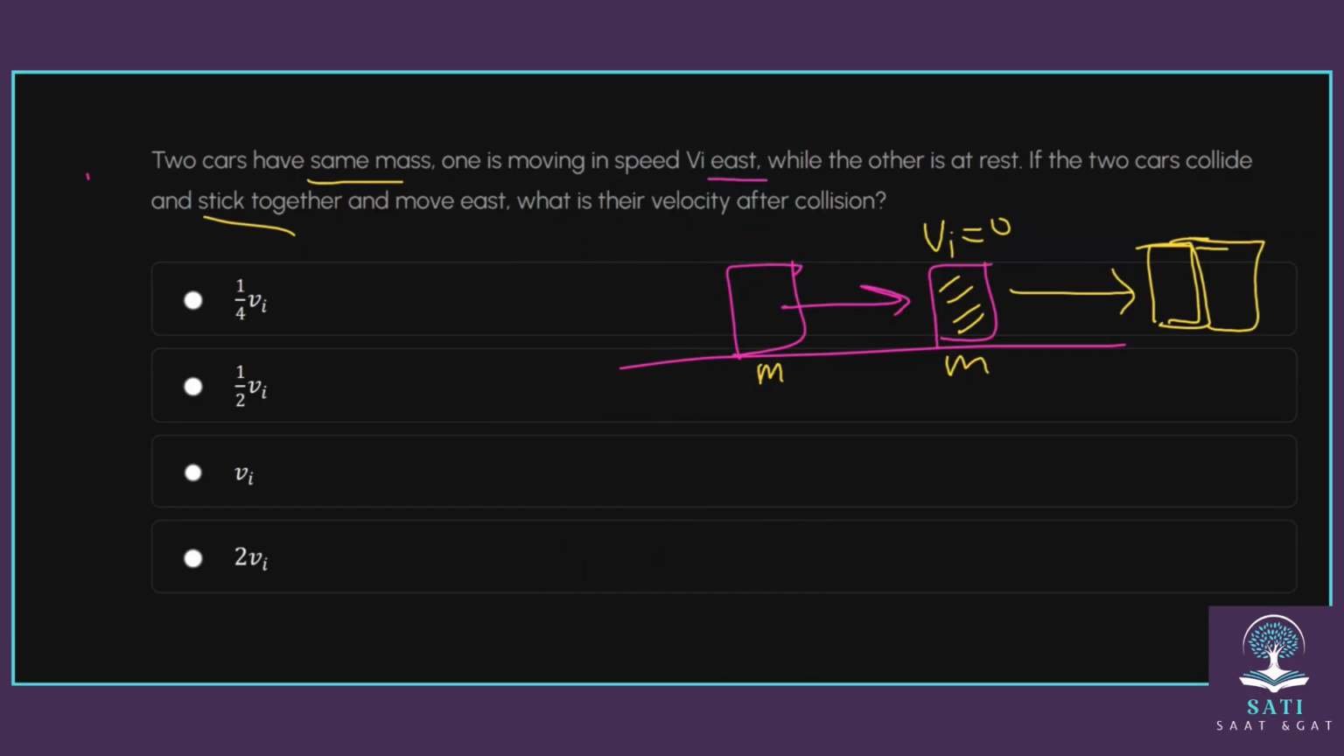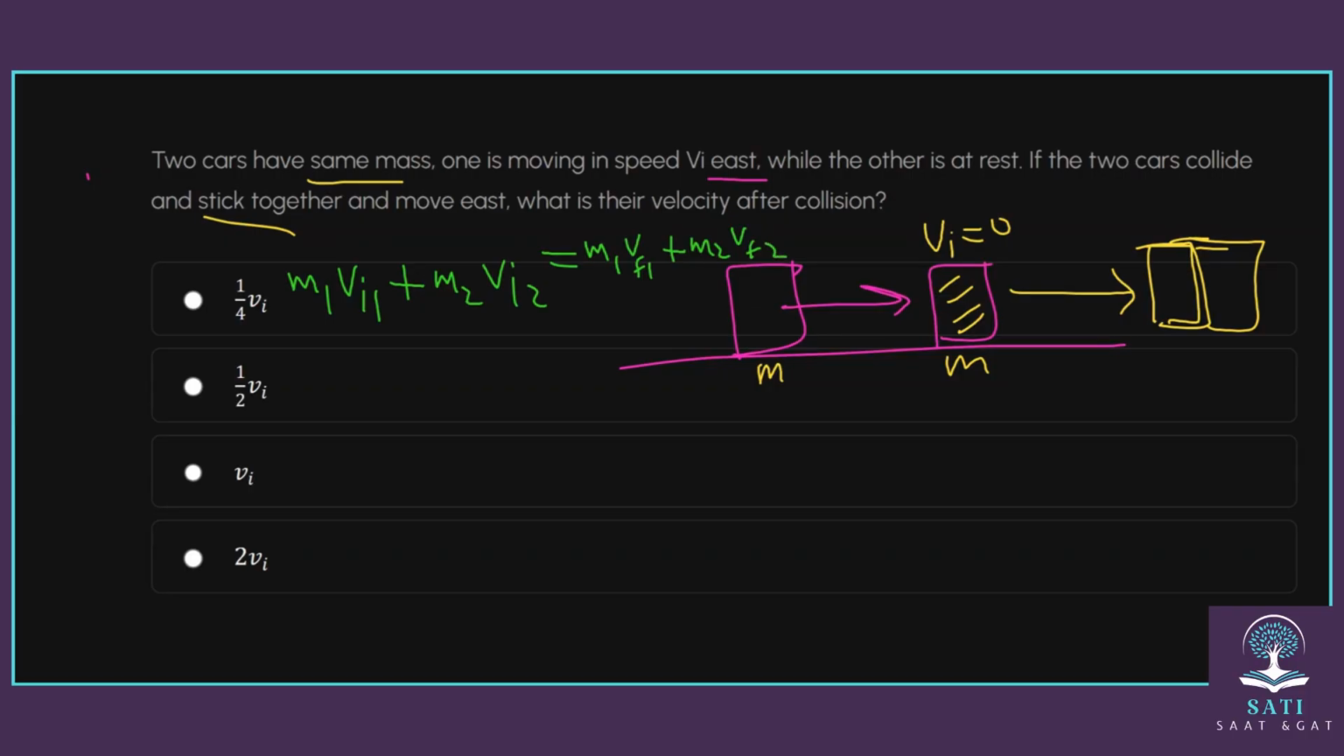Now, the formula of conservation of momentum says: m1, the mass of object 1, times the initial velocity of object 1, plus the mass of object 2 times the initial velocity of object 2, equals the mass of object 1 times the final velocity of object 1, plus the mass of object 2 times the final velocity of object 2.